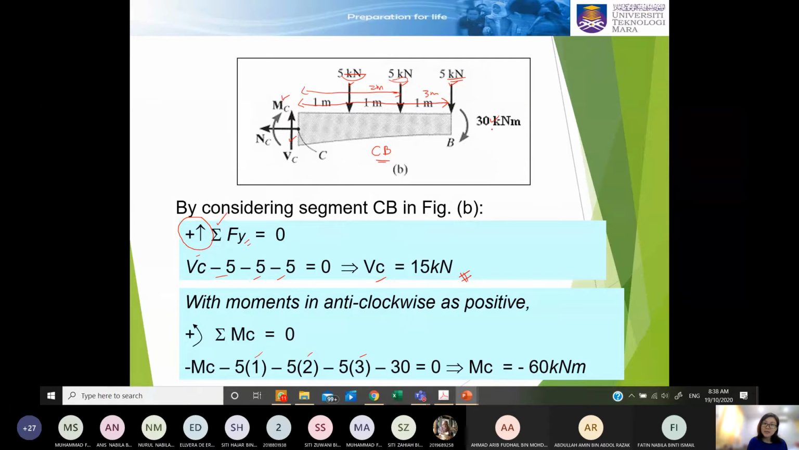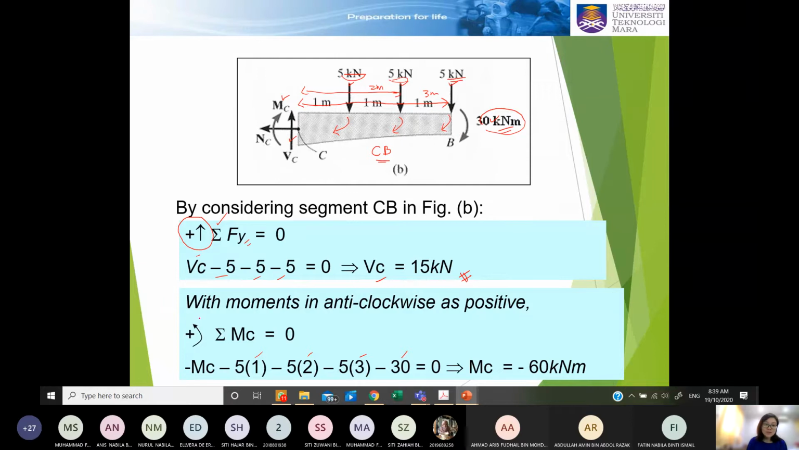And then the last one is the moment, 30 kilonewton meter. Since this is already a moment, you don't need to multiply with the distance because it is already in the unit of kilonewton meter. So now you put in the 30. Now double check on the sign. The first 5 kilonewton is acting about C in this direction, clockwise. Similarly, the second 5 kilonewton, the third 5 kilonewton and also the 30. So all of them are clockwise.